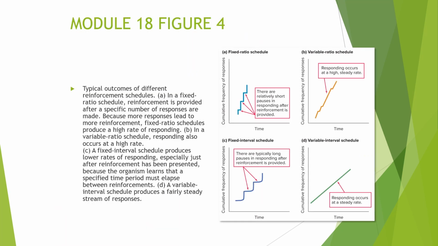This figure, figure 4, you can find at the top of page 185. And you can see this shows you in graph form the various types of schedules. So here's the fixed ratio. You know exactly what you need to do in order to get reinforced. So there are relatively short pauses in responding after reinforcement is provided because you know you're going to get reinforced right away again. With the variable ratio, the responding occurs at a high, steady rate.